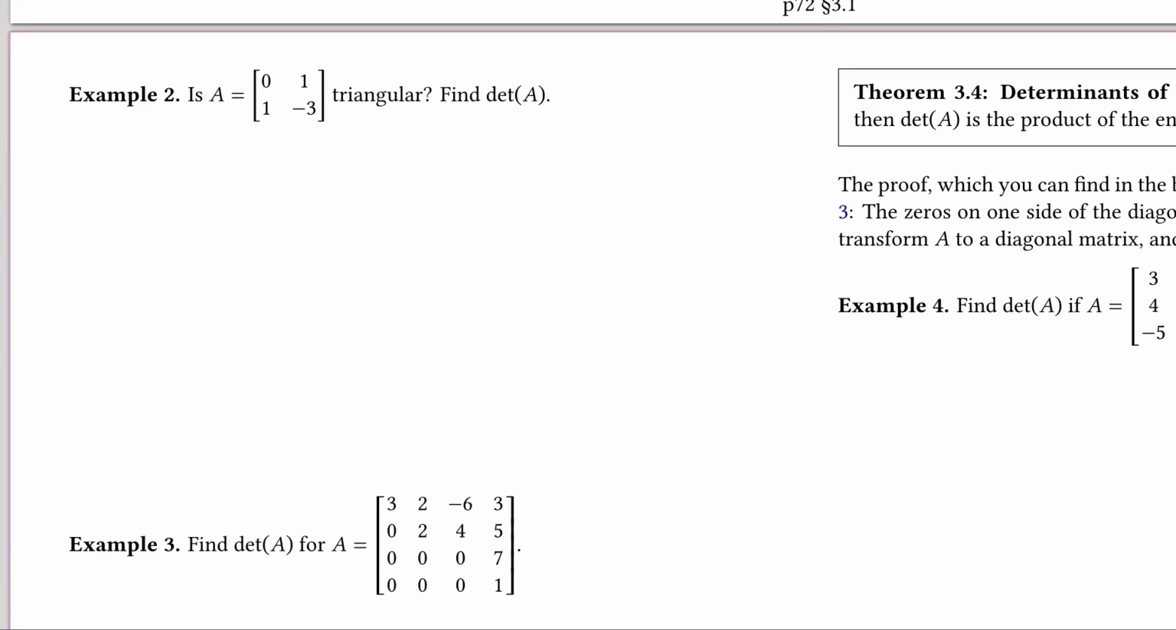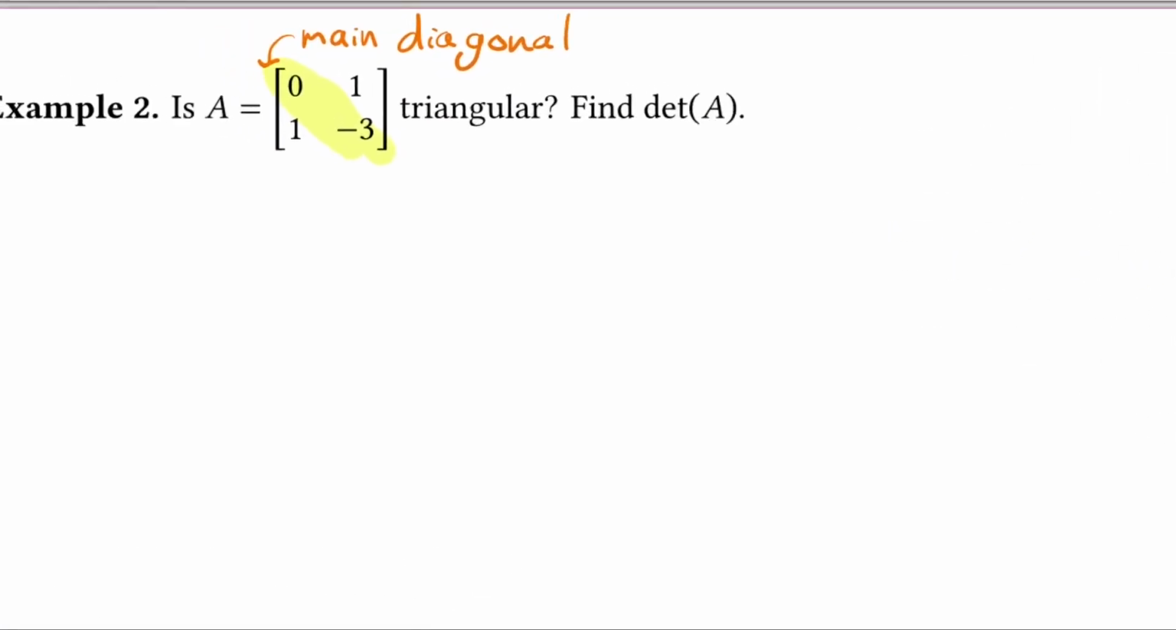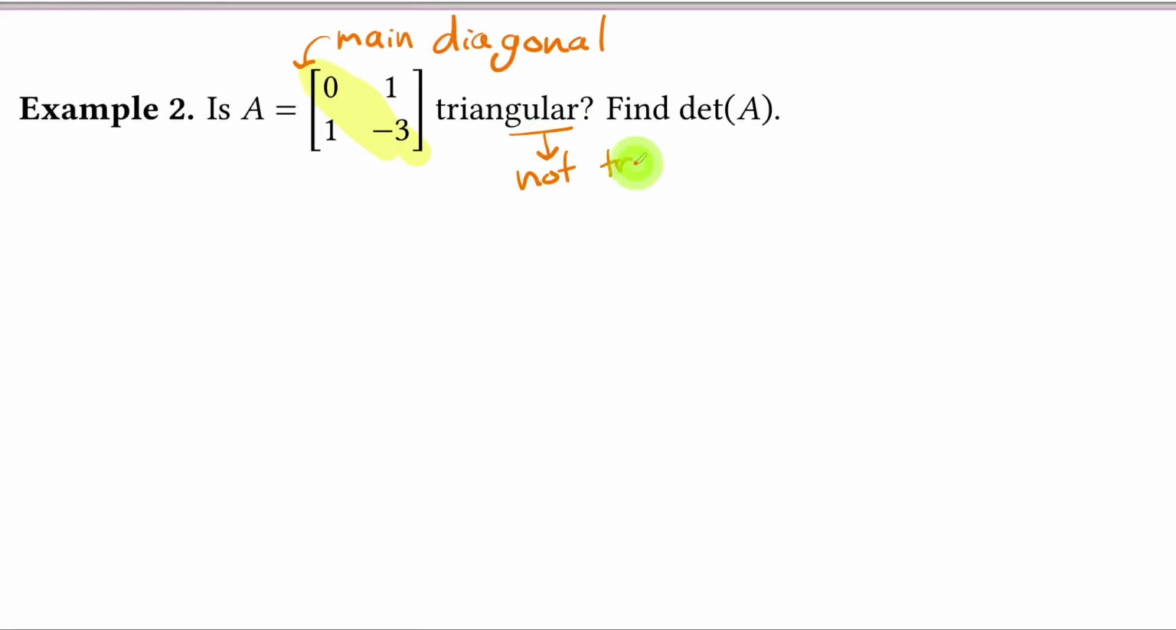Let's do a couple other examples. Let's look at example 2 here. Now, it says, is this triangular? Well, it looks like a triangle here. Yeah, but the problem is that this is not the main diagonal. The main diagonal is always from row 1, column 1 to row 2, column 2. So unfortunately, it is not triangular. Well, we'll see if that matters.